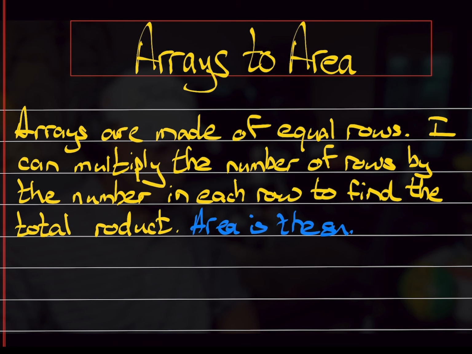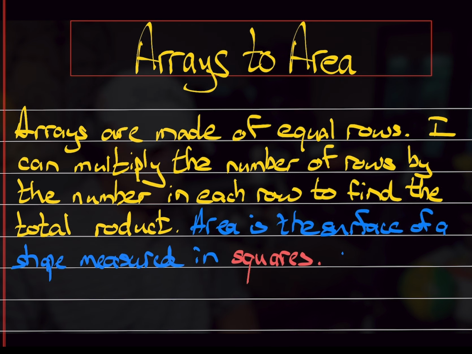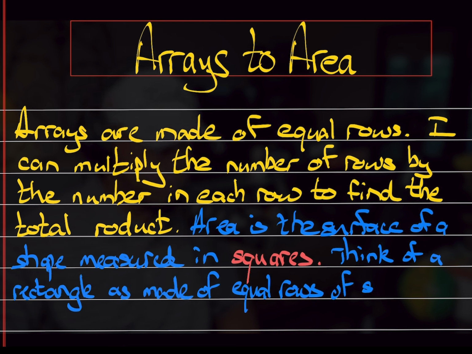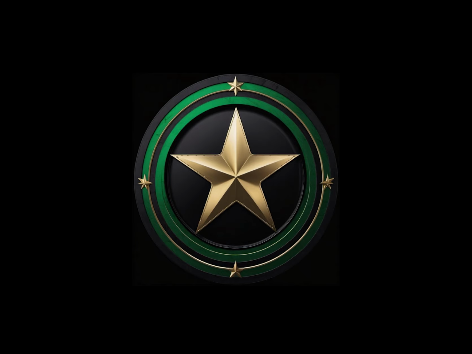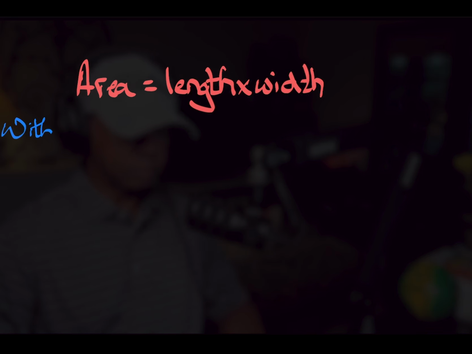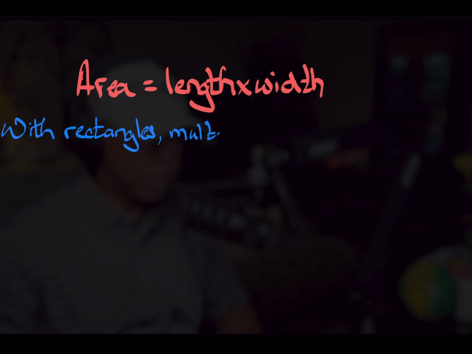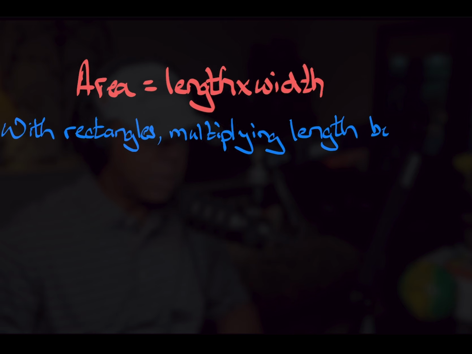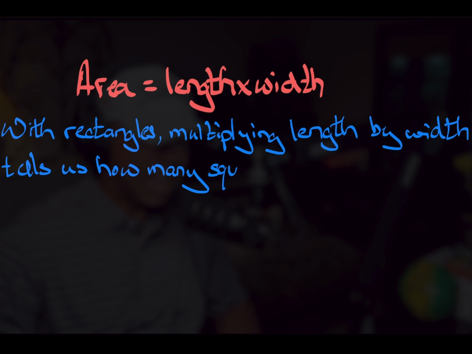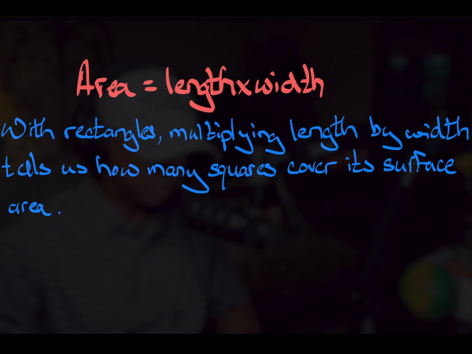Area is a little different, but it's related. It's the surface of a shape, and it's measured in squares. I want you to think of a rectangle as equal rows of smaller squares. With rectangles, multiplying the length by the width will tell us how many squares cover its surface area.